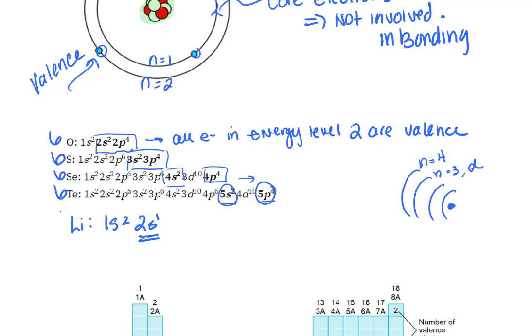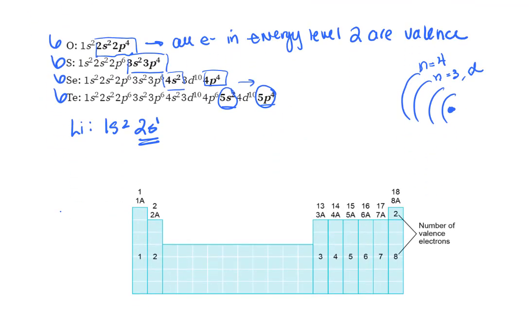When we come down to this periodic table here, if you look at a periodic table where the letter abbreviations are written in, you are going to notice that oxygen, sulfur, selenium, and tellurium are all in the same column. So when elements are in the same column, they have the same number of valence electrons.